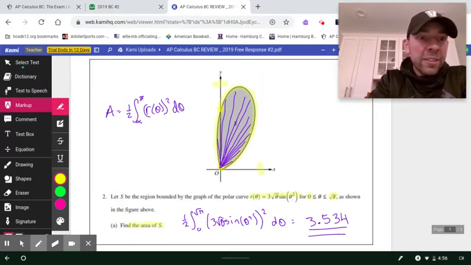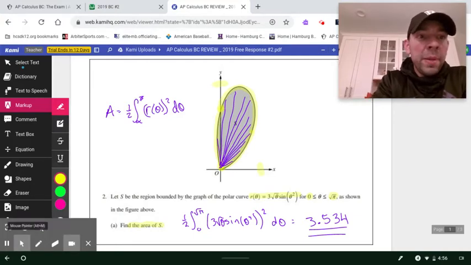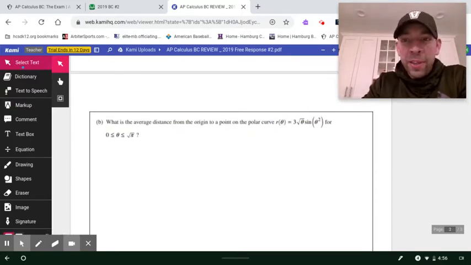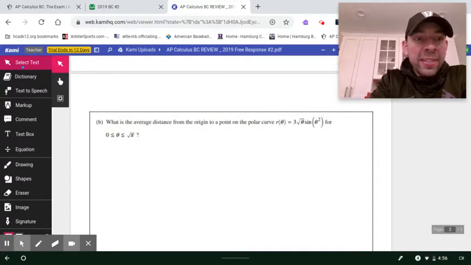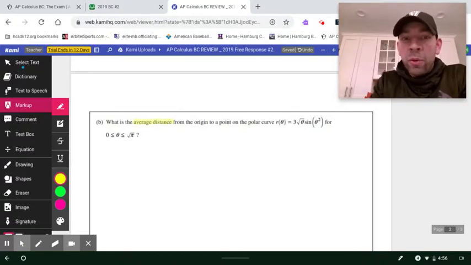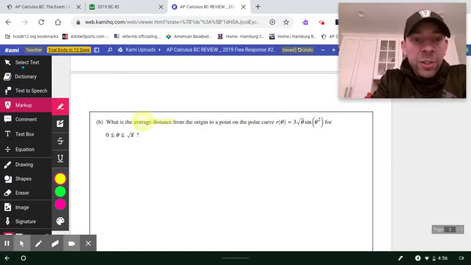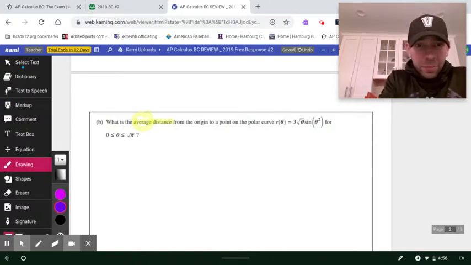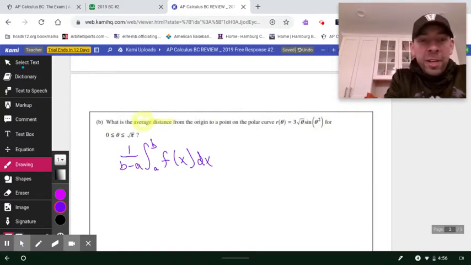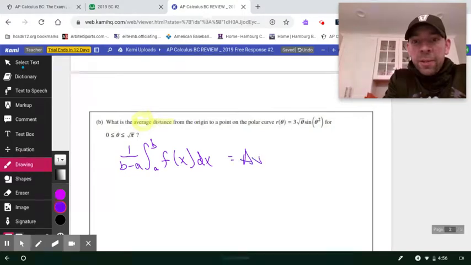Let's see if we can slide into part B. We may go back to that picture they gave us in just a second. They asked, what is the average distance from the origin to a point on that polar curve? Right away, I see average. The first thing that popped into my head was 1 over b minus a times the integral from a to b of f of x. This is a formula to find the average value of a function f itself. So this would give you the average value of some function f of x.